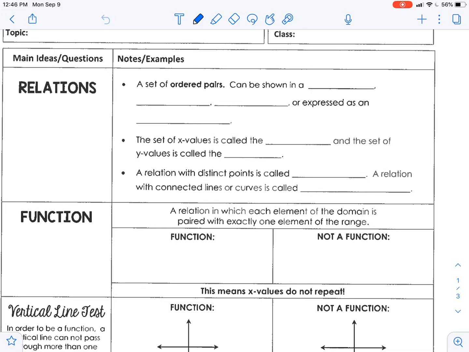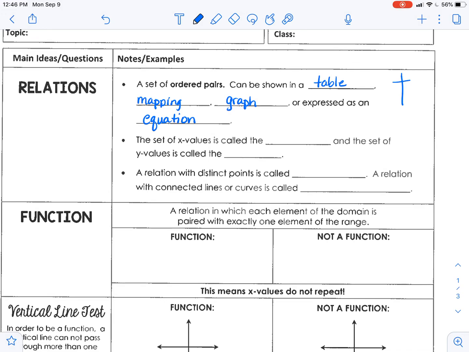The first one is we could do it in a table. Okay, so like a T-table, and you've seen those done before. One could be a table. The other is what we call mapping notation. The next, of course, is a graph. And our final one is an equation. So those are the four ways we're going to be looking at relations.